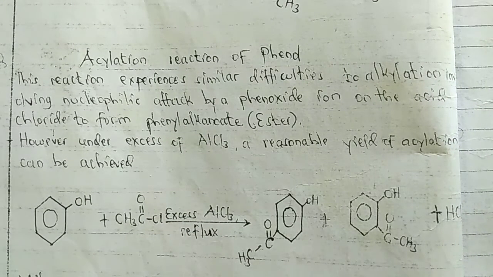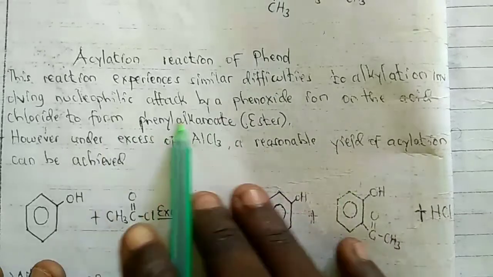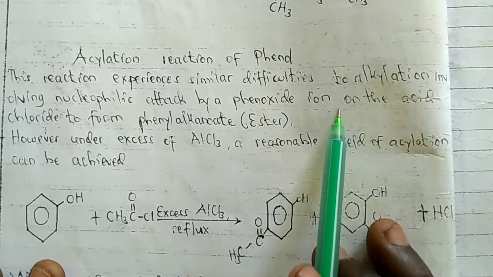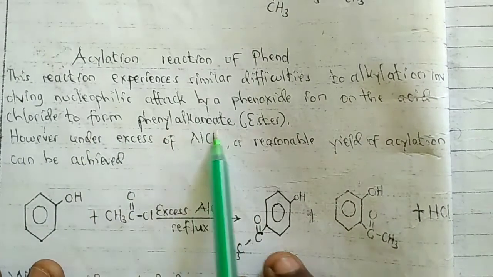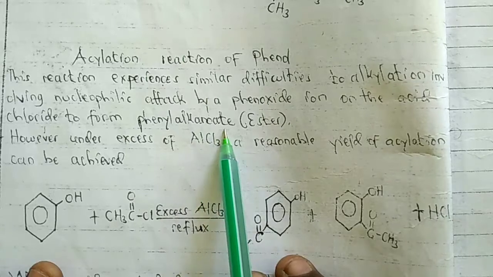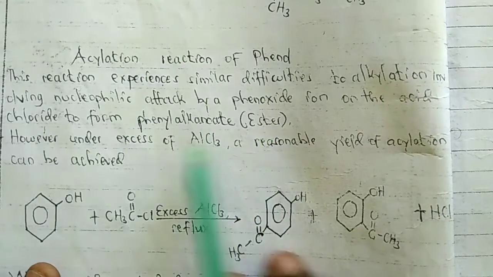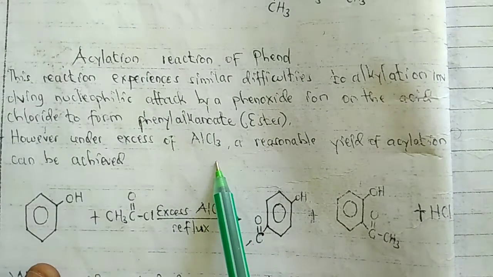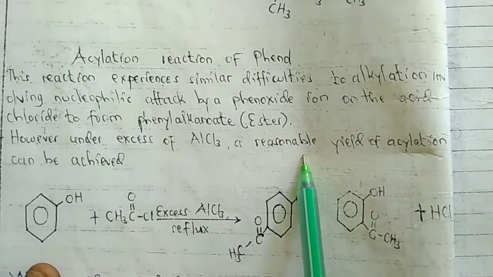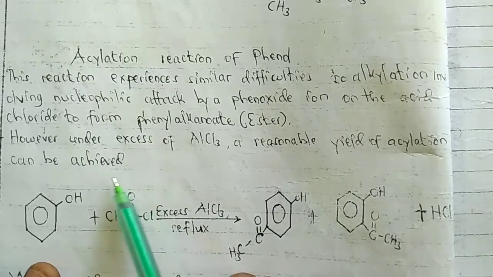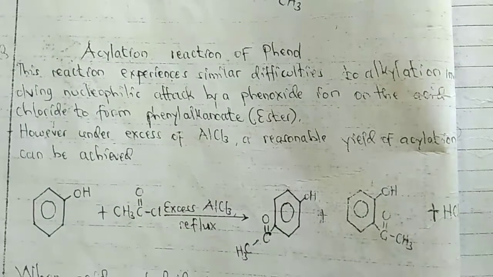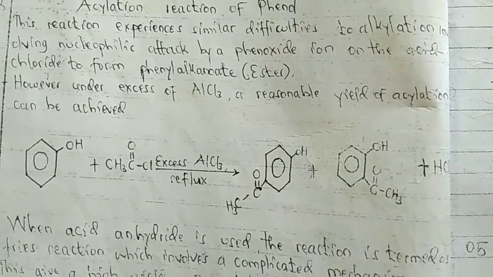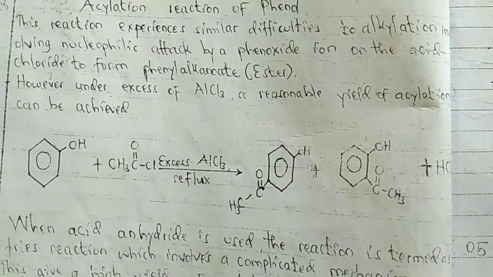So, involving nucleophilic attack by the phenoxide ion on the acid chloride to form phenyl alkanoate, ambayo ni ester. However, under excess aluminum chloride, ambayo ni Lewis acid, a reasonable yield of acylation can be achieved. Kwa hiyo tunachokifanya hapa tunaweka excess aluminum chloride.